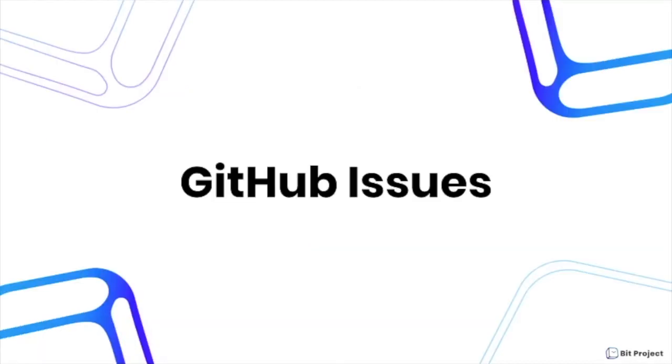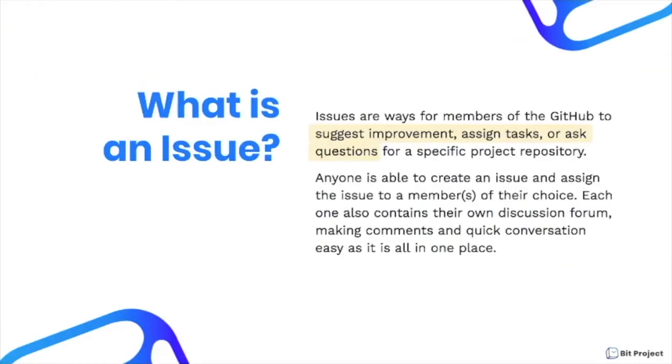Now we'll be going over GitHub issues. Issues are ways for members to suggest improvements, assign tasks, or ask questions in a specific project repository. I'll get into a live demo in a moment as to what an issue looks like and where you can find them, but these are really useful since you can assign them to a specific person where they'll be notified, and with each issue comes a discussion forum. All comments and questions will be in one place, so you can always refer back to it if you need to.